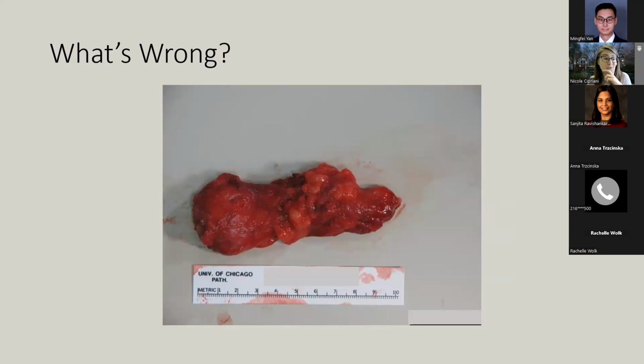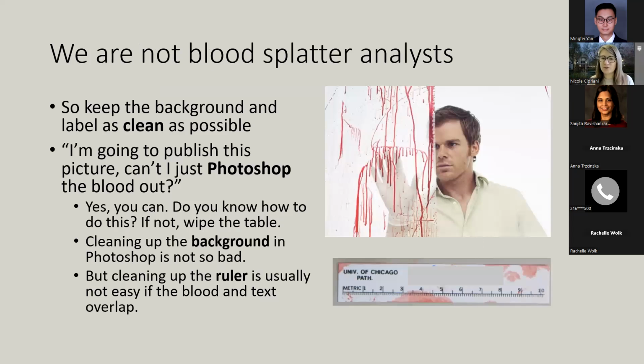The blood is on the ruler, exactly. And so you might say, okay, so what, the blood is on the ruler, you can still see the markings. You can, and that's fine. That's fine if you're not going to ever publish this or anything. But sometimes you don't know that this isn't the most rare tumor in the world, and you're going to want to publish it or put it in a poster, or somebody's going to want to do something with it. So I would argue try to keep both the background and the label as clean as possible.